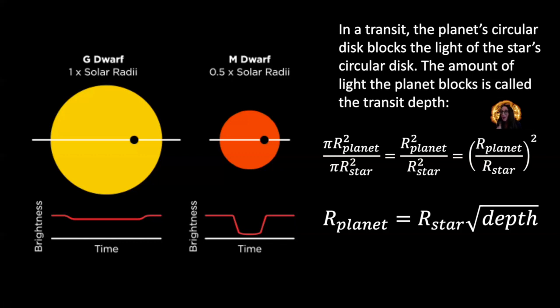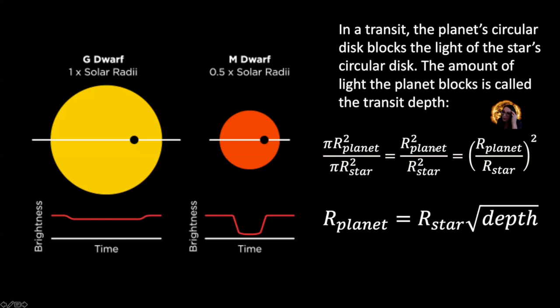Now we can use this transit depth to help us, because from observations, we can get this transit depth. How deep is this dip from the average brightness of the star? And with that, we can find the radius of that planet, okay? So the deeper this dip, the bigger that planet is relative to the star.